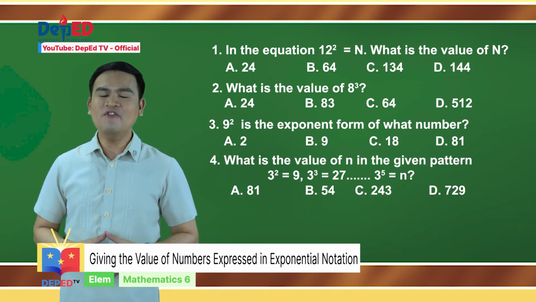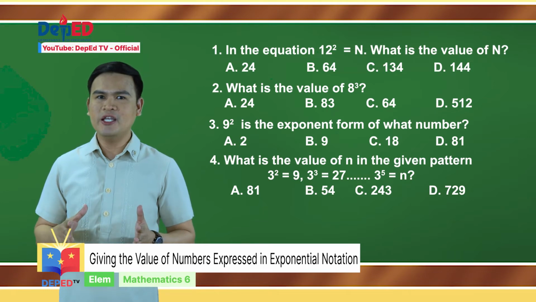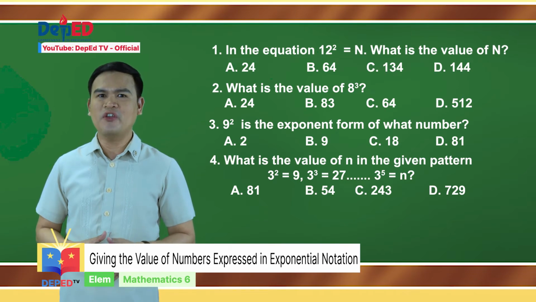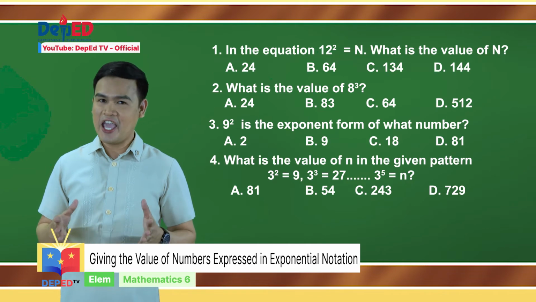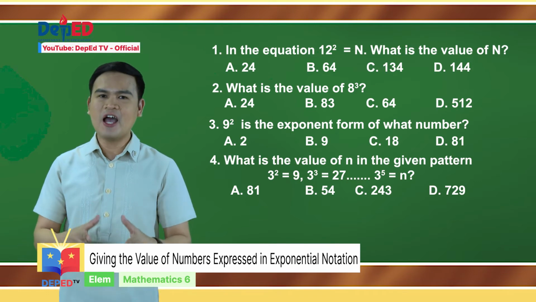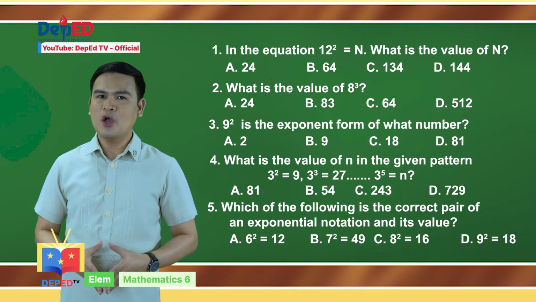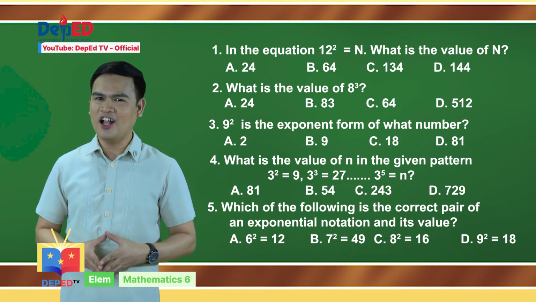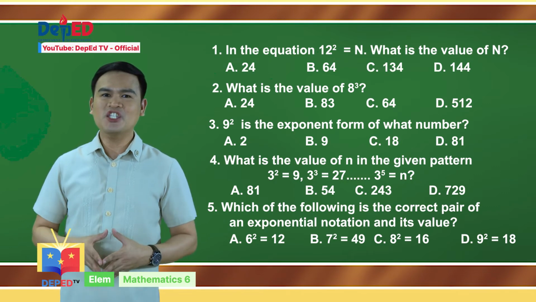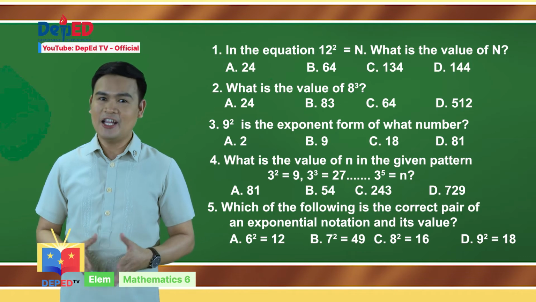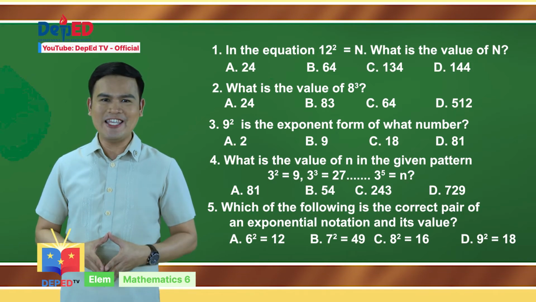Number 4. What is the value of n in the given pattern? 3 squared is equal to 9. 3 cubed is equal to 27 up to 3 raised to the 5th power is equal to n. A, 81, B, 54, C, 243, D, 729. Number 5. Which of the following is the correct pair of an exponential notation and its value? Letter A, 6 squared is equal to 12. Letter B, 7 squared is equal to 49. Letter C, 8 squared is equal to 16. Letter D, 9 squared is equal to 18.